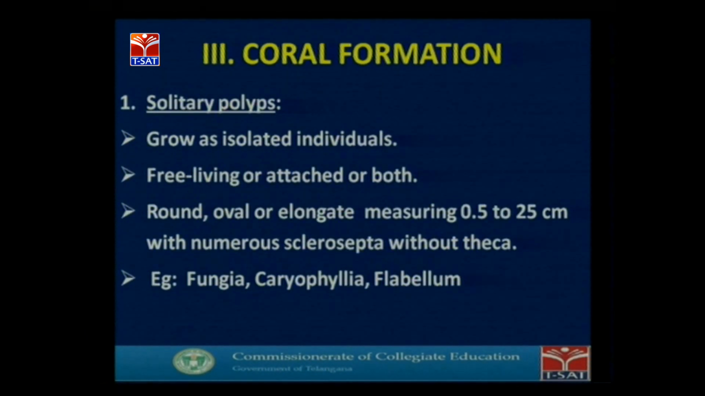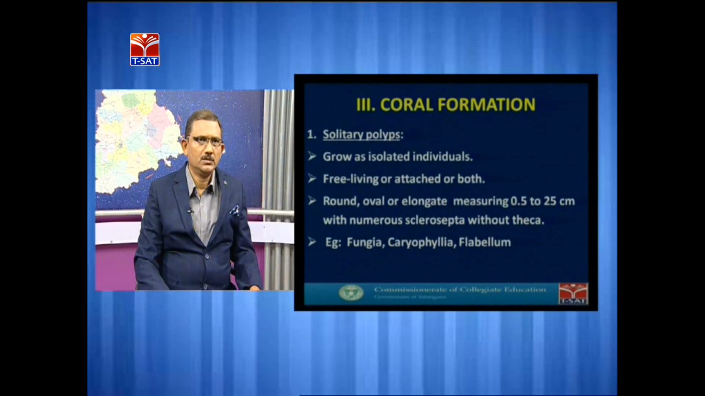Coming to the solitary polyps or individual polyps, they grow as isolated individuals, free living or attached, that is sessile, or sometimes both features can be observed. They are found in several shapes like round, oval or egg-shaped, or elongate, measuring about 0.5 to 25 centimeters, with numerous sclerosepta without theca. Examples of solitary polyps include fungia, caryophilia, and flabellum. The image of fungia we have seen a little ago.